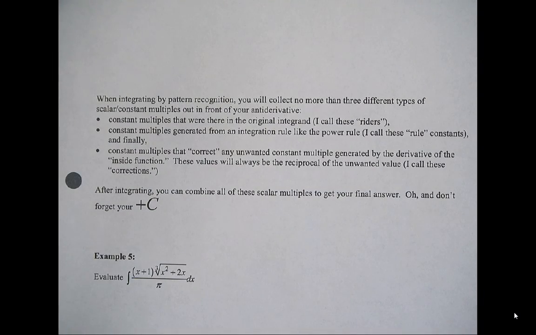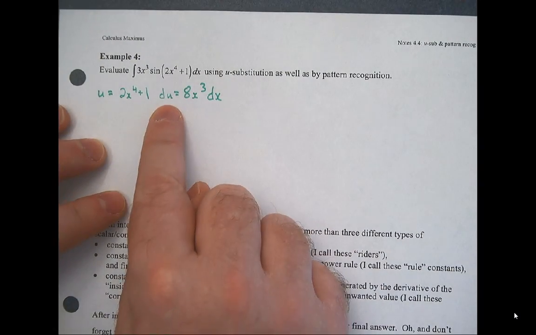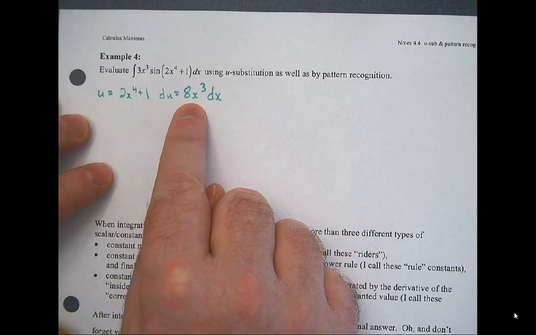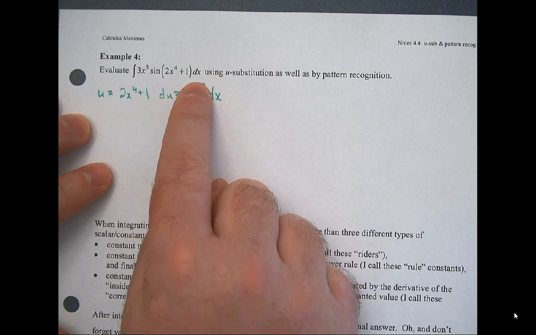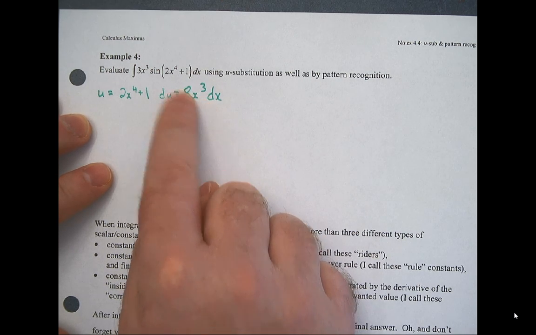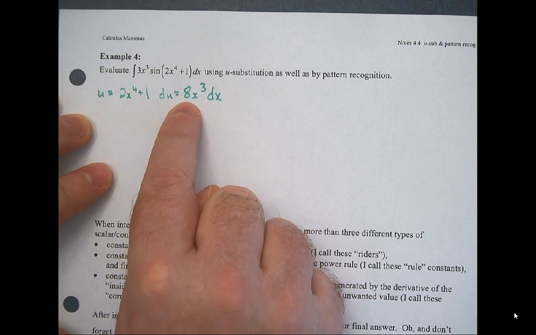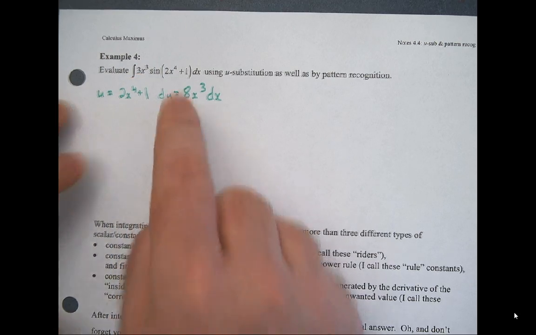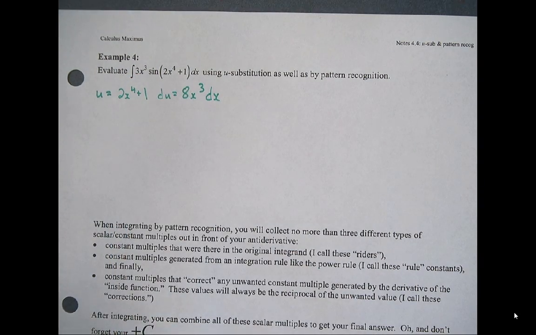Here we don't have quite the same scenario. What do I need to make a du? I need an 8, an x cubed, and a dx. Well, I've got the dx. I've got the x cubed, but I have a 3 instead of an 8. So that's okay. That's okay. I'll show you how to handle this.